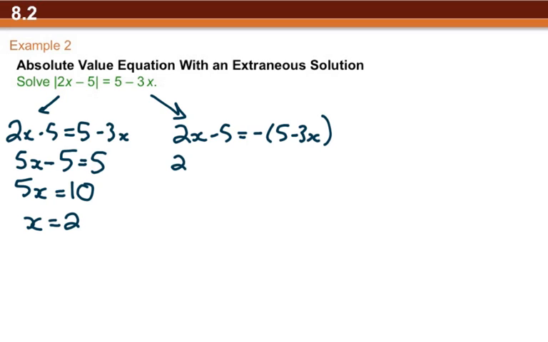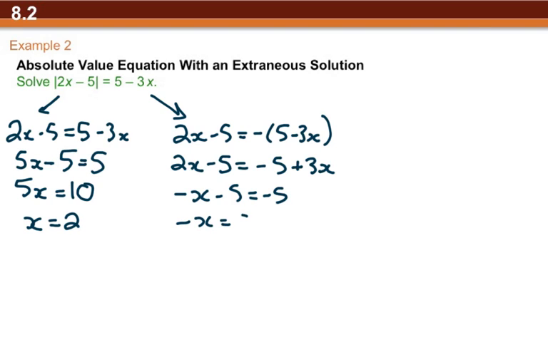On the right, we'll distribute that negative in. So 2x minus 5 equals negative 5 plus 3x. We can subtract 3x from both sides, so negative x minus 5 equals negative 5. Add 5 to both sides, negative x equals 0. And divide by negative 1, so x still equals 0.